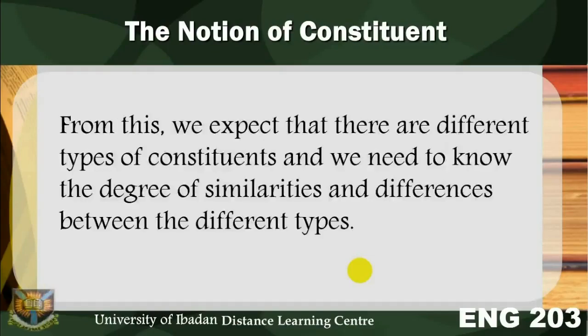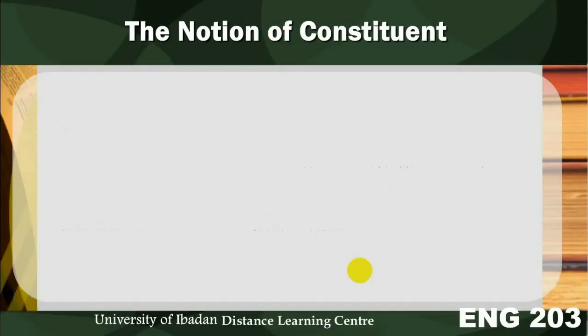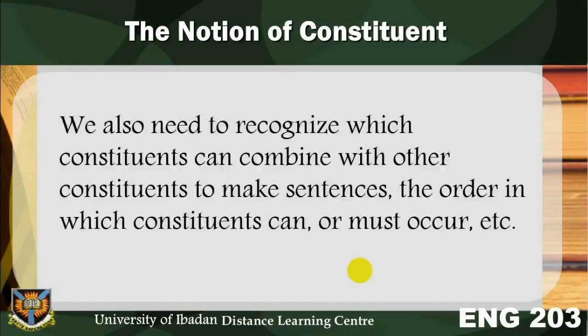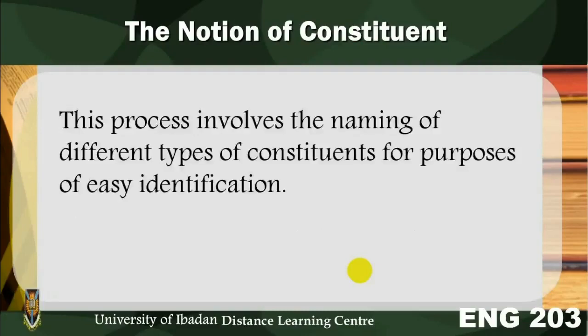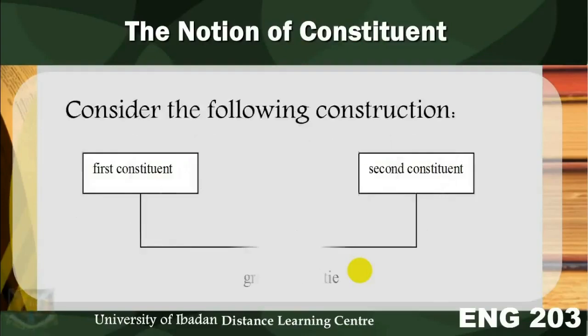From this, we expect that there are different types of constituents, and we need to know the degree of similarities and differences between the different types. We also need to recognize which constituents can combine with other constituents to make sentences, the order in which constituents can or must occur, etc. This process involves the naming of different types of constituents for purposes of easy identification.